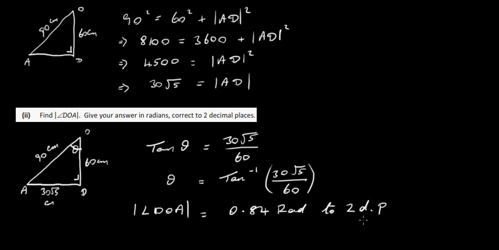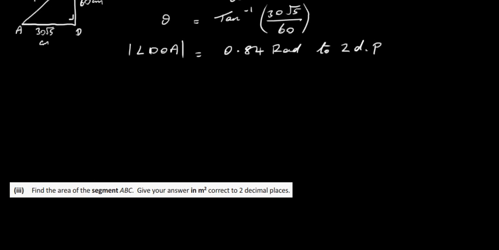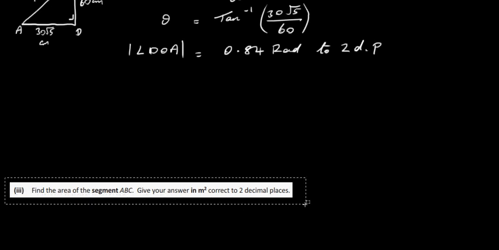It's actually 0.84106866706 and so on, but I've rounded it to 2 decimal places there. And that's all we were required to do. So now we have this angle here is 0.84 radians. Let me just write that in. So this is 0.84 from here to here. Okay, next question then is find the area of the segment.